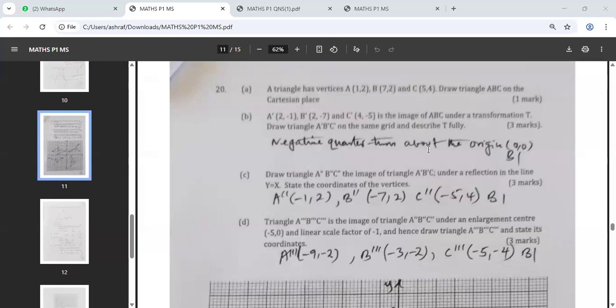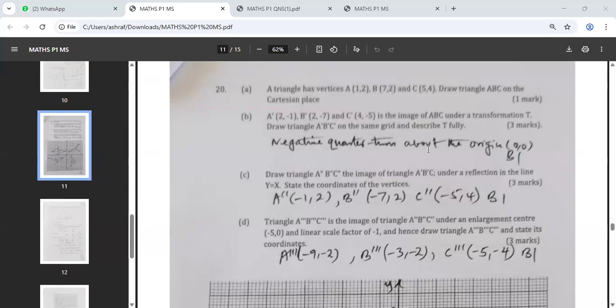So usually what you do, if you're given the enlargement scale factor and you're given the image, you just join each point of the image. So for example, if you're given point A, you join it to the center, that is O. Of course, you have to know the center of enlargement. Then after joining, you measure the distance from O to A and then multiply by the scale factor.